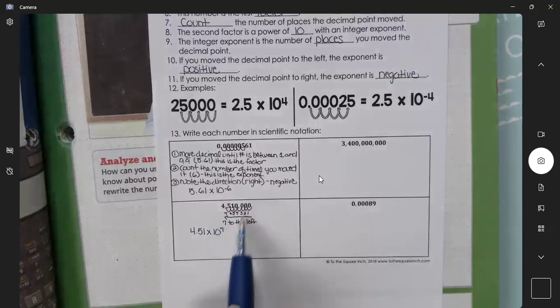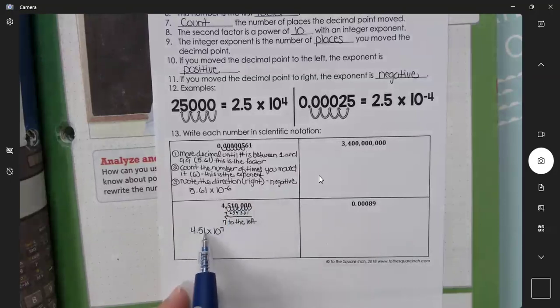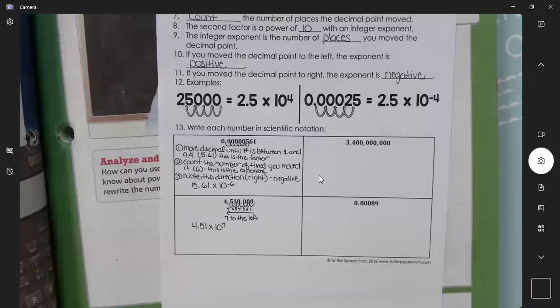All right. This one here, we moved it 7 times to the left, bigger than 1. 4.51 is between 1 and 9.99999 times 10. And again, positive because it's greater than 1. 7 because that's how many times we had to move the decimal to get a number in between 1 and 9.99999. So we're going to go to the book.